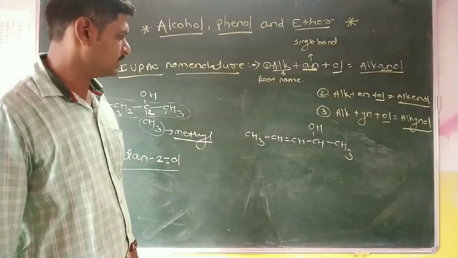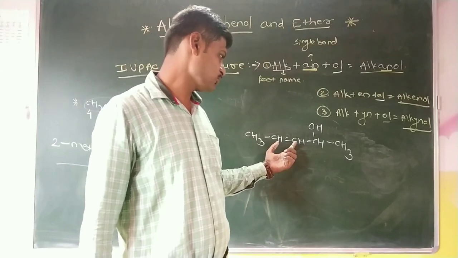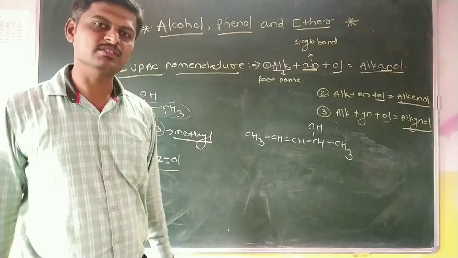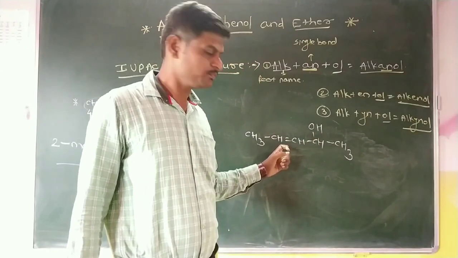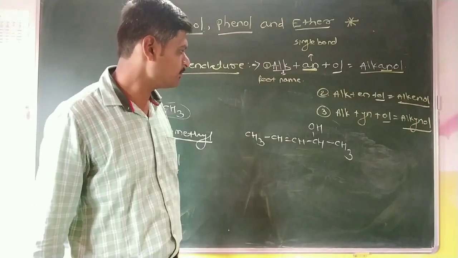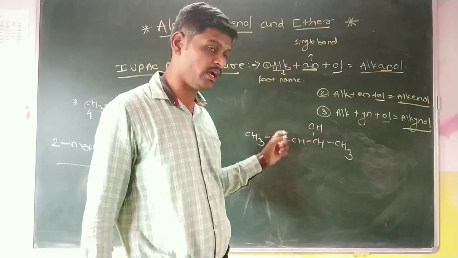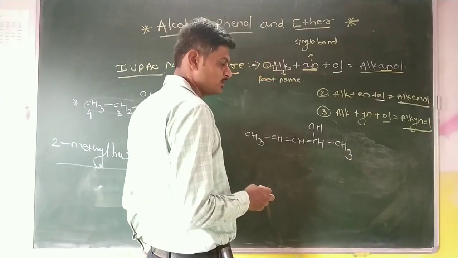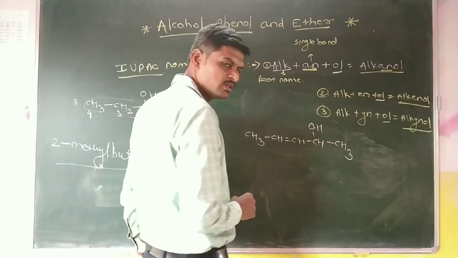This is another example. In this example, there is a double bond and a hydroxyl group. There are two functional groups to consider: the double bond and the hydroxyl group. According to the priority sequence of functional groups, the priority goes to the hydroxyl group over the alkene, that means the double bonded carbon atom. As usual, we select the longest continuous chain of carbon atoms and give the lowest number to the carbon atom which contains the hydroxyl group.